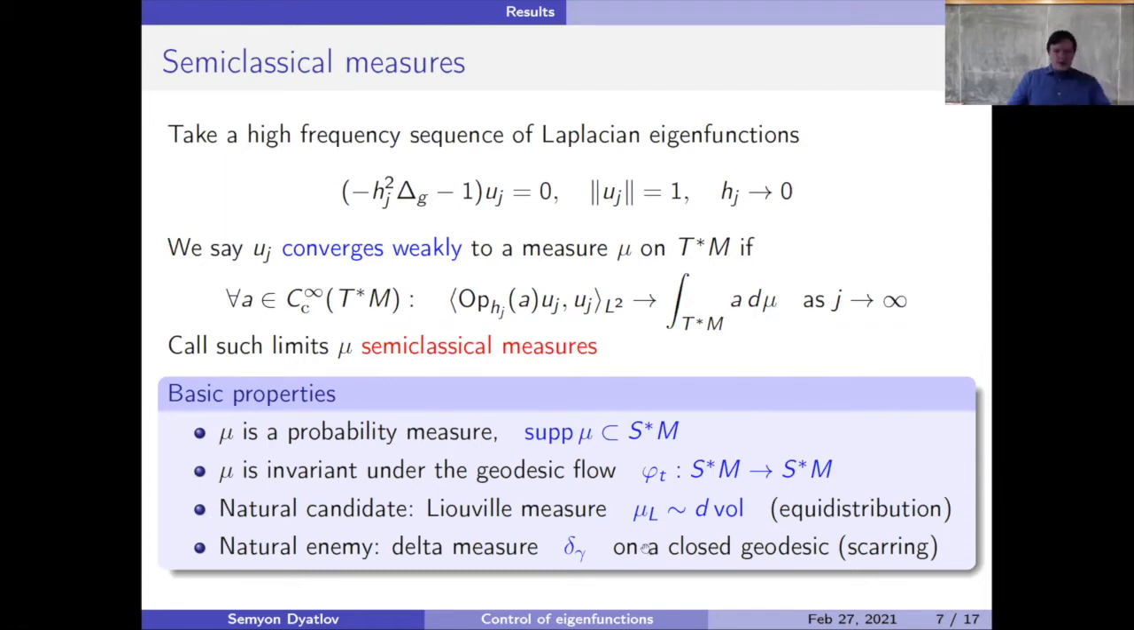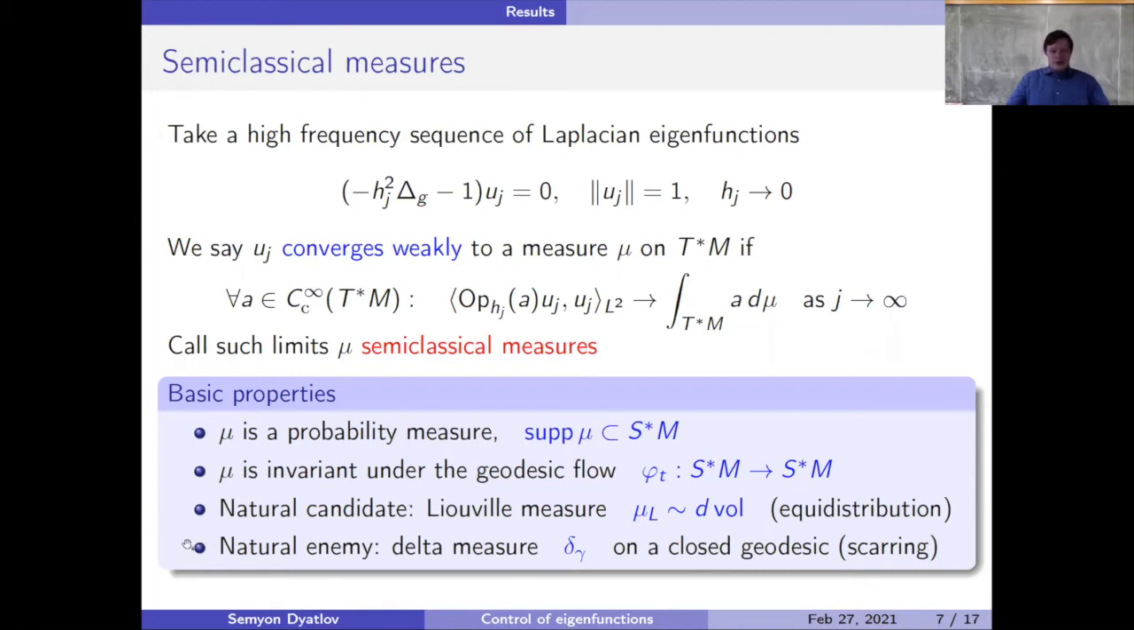So the natural candidate is the Liouville measure, which is basically the volume measure. If you have a sequence converging to the Liouville measure, then you say that your sequence of eigenfunctions equidistributes. So this means that the probability of finding your quantum particle in a macroscopic set in position-momentum space in the limit is proportional to the volume of that set. So that's the best situation possible you could get. That's the kind of thing that we saw in these pictures of hyperbolic surfaces a few slides earlier.